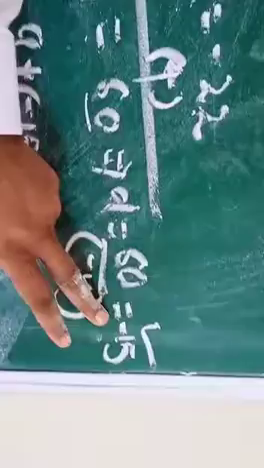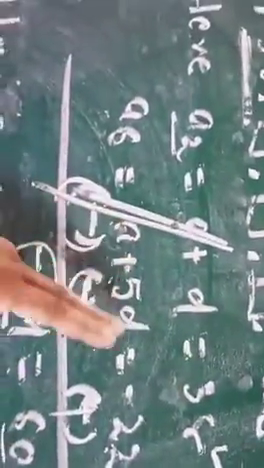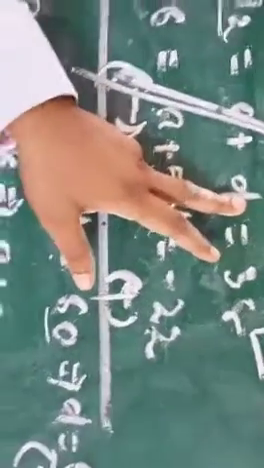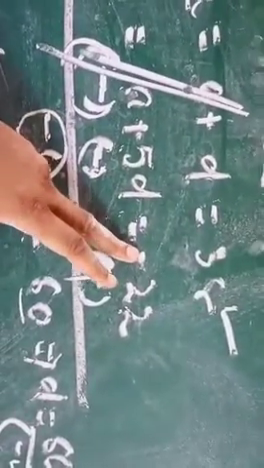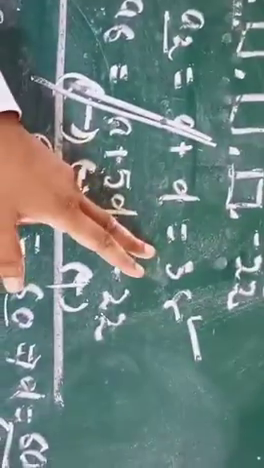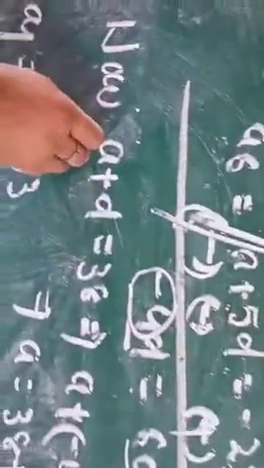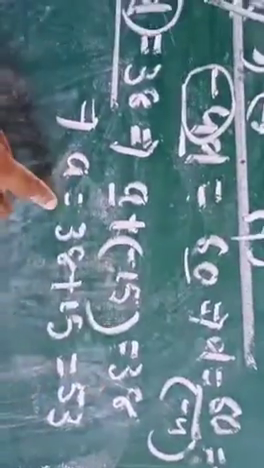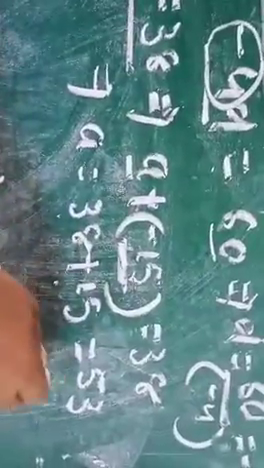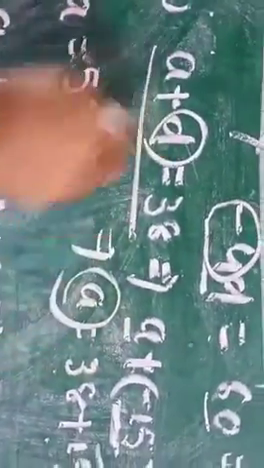Put the value D is equal to minus 15. Where will you put it? In A plus D is equal to 38 or A plus 5D is equal to minus 22. It will be easy for you if you put D is equal to minus 15 in A plus D is equal to 38. So A plus D, in place of D you can write minus 15, is equal to 38. That implies A is equal to 38 plus 15, which is 53. So A, the first term, is equal to 53.